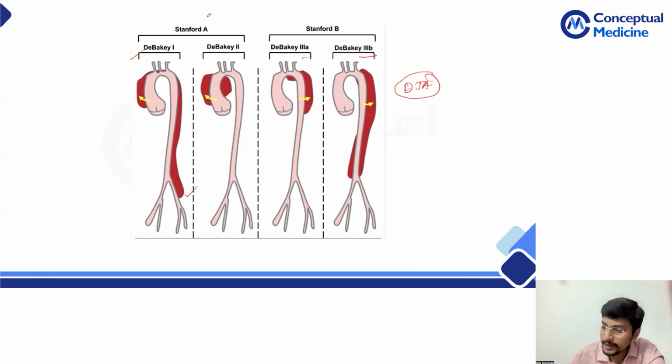Stanford type A, I told you, whenever ascending is involved, it is type A. Whenever ascending is not involved, then it is type B. Clear, guys? Very simple, no? Two classifications.